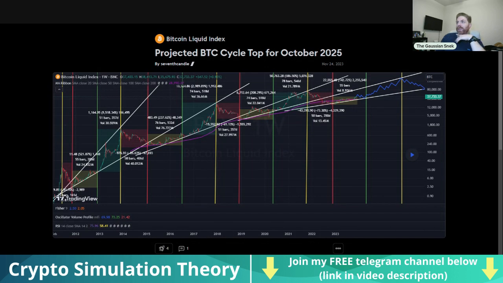Okay, so I used the Bitcoin Liquid Index to draw this chart. This is the only published idea I have on my TradingView. You can see it was published on November 24th of 2023, so about a year ago. And this is not an entirely original idea. I got some inspiration from another YouTube video that I watched at that time.